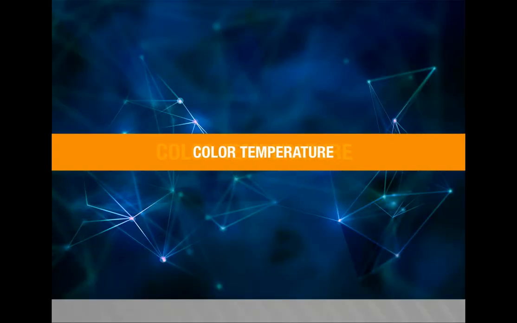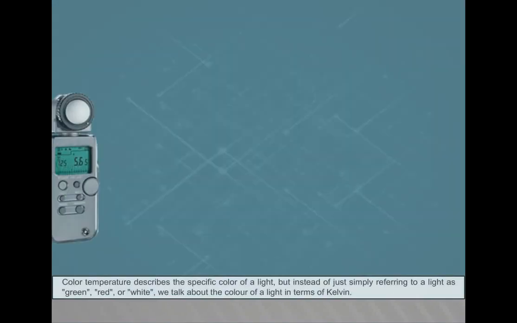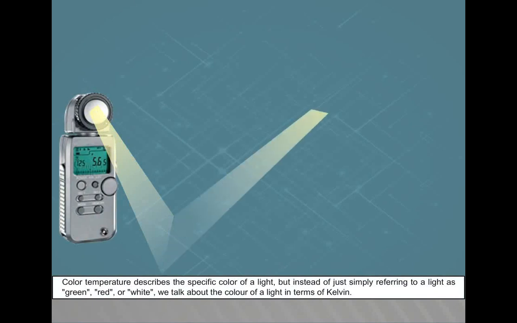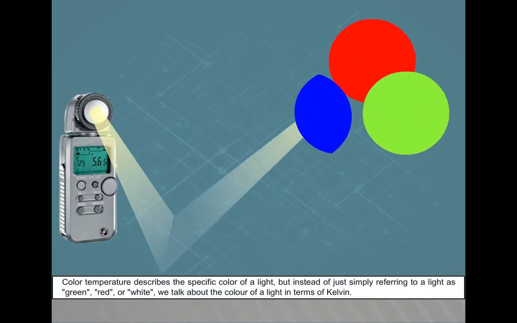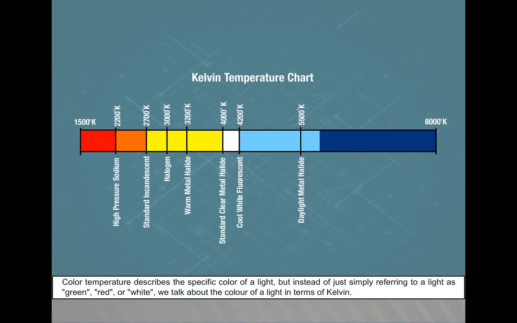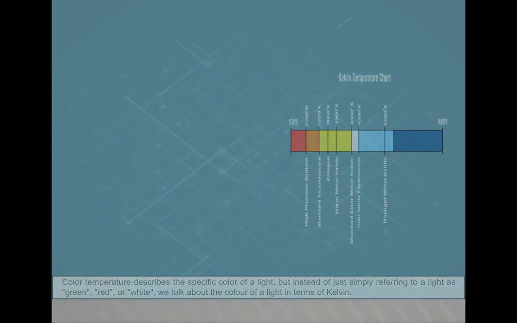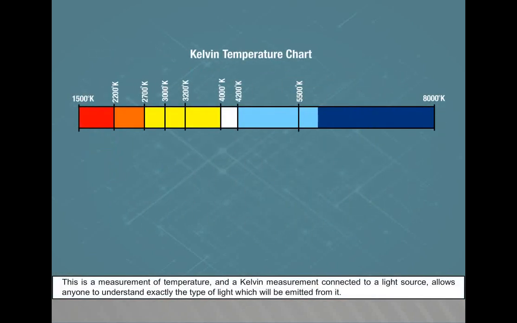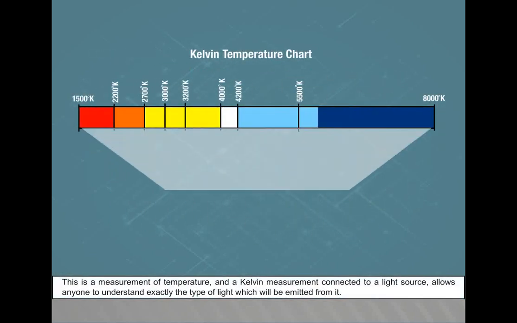Color temperature. In this video, we are going to see about color temperature. Color temperature describes the specific color of a light, but instead of just simply referring to a light as green, red, or white, we talk about the color of a light in terms of Kelvin. This is a measurement of temperature, and a Kelvin measurement connected to a light source allows anyone to understand exactly the type of light which will be emitted from it.